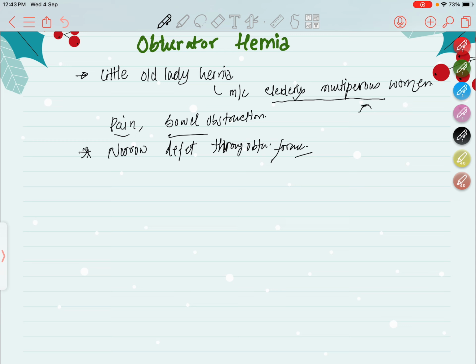Diagnosis can be done via MRI and CT. The repair and management is hernioplasty.